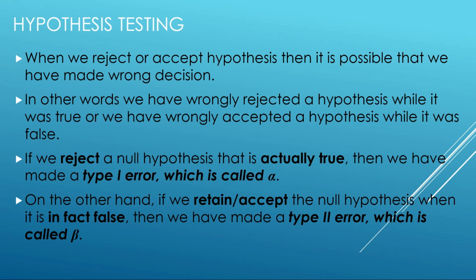So if we reject a null hypothesis that is actually true, then we have made a type 1 error, which is called alpha. This type of error tells you that you have rejected a hypothesis whereas it was actually true. On the other hand, if we accept the null hypothesis when it is in fact false, then we have made a type 2 error, which is called beta. So basically alpha and beta are the types of errors. Alpha is rejection of a hypothesis while it was true, and beta is accepting the hypothesis while it was actually false.